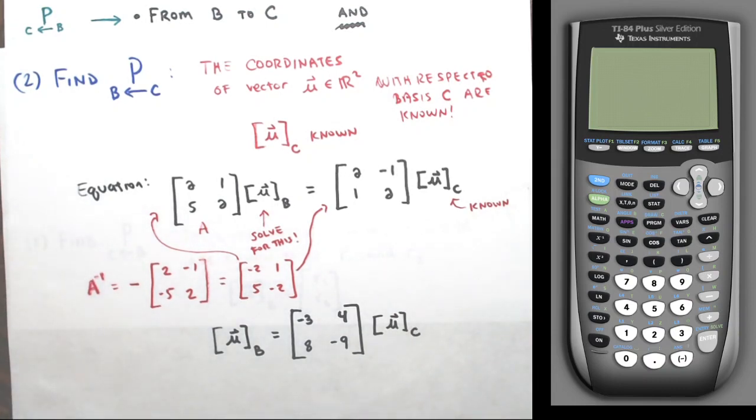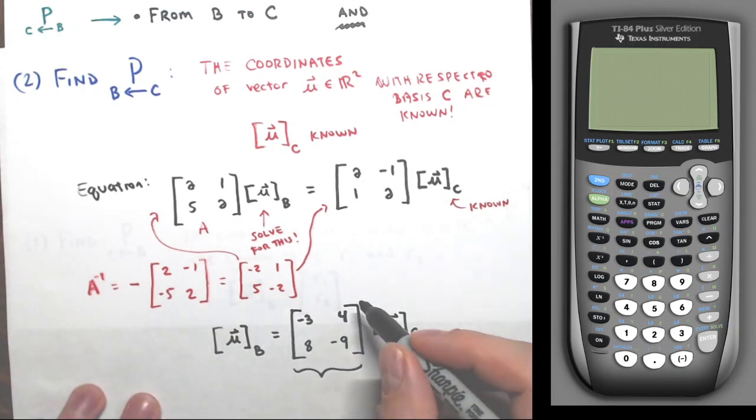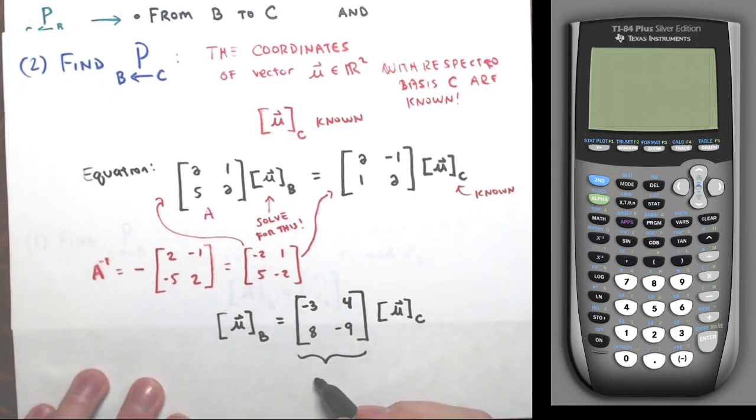All right. Now, this 2 by 2 matrix here is going to be my transition matrix P from C to B, right? Because if I know the coordinates in C, I can then just simply multiply by this matrix and get the coordinates in B. Right?